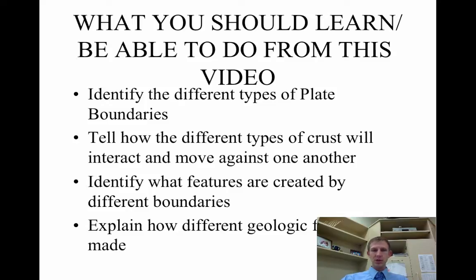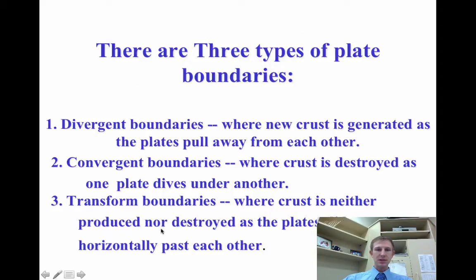So for the rest of the video, here's what I want you to be able to do. We are going to talk about different plate boundaries. Those are areas where plates are interacting, coming together or spreading apart or whatever they're doing. I want you to be able to identify the different boundary types, so you might want to take notes on this. You need to be able to tell what the different types of crust will do when they're interacting with one another. More dense crust is going to sink, less dense crust is going to float up. I want you to identify some of the features created at these boundaries and explain how those features are made. So let's get into this.